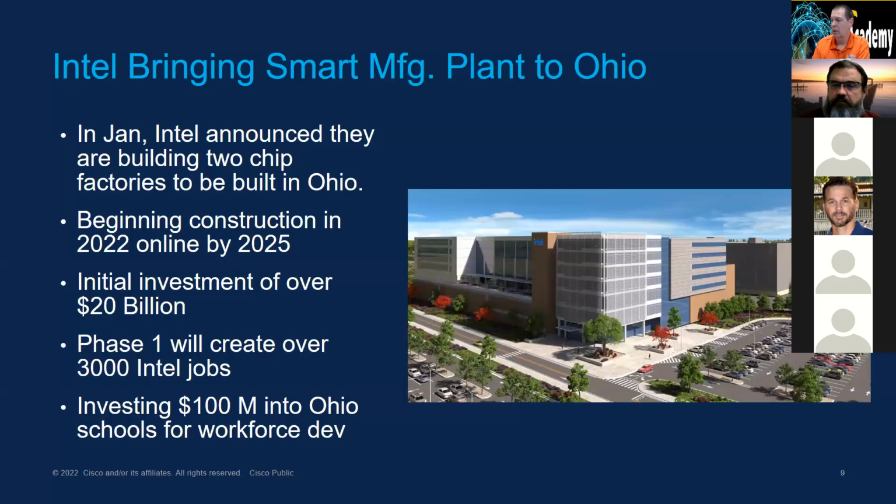Intel is bringing a smart manufacturing plant to Ohio. They're going to build 2 chip factories in Ohio, beginning construction in 2022, online by 2025, which obviously we need, more chip development and more chip manufacturing in the US, most definitely. So that hopefully will bring some large investments into the schools in Ohio.